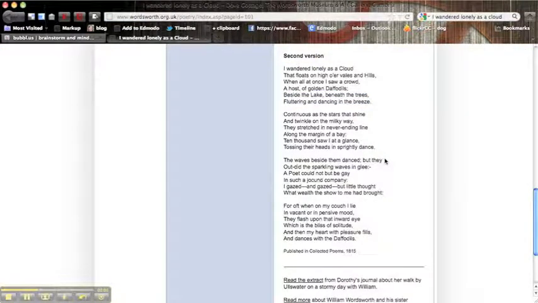So the second idea is that nature is free. So I think that he uses hyperbole, which is an exaggeration. And it's evident in these lines here in the poem. He sort of exaggerates how many daffodils there are.